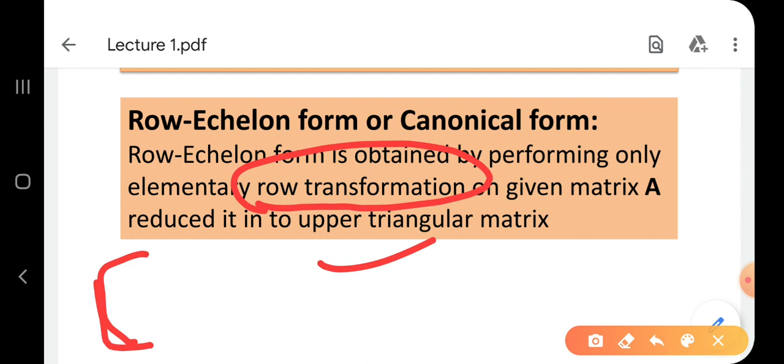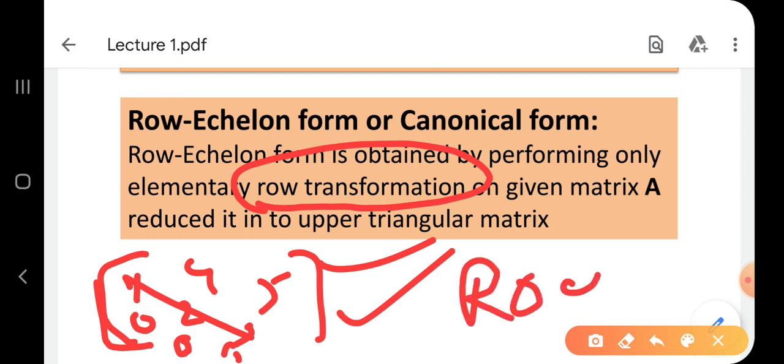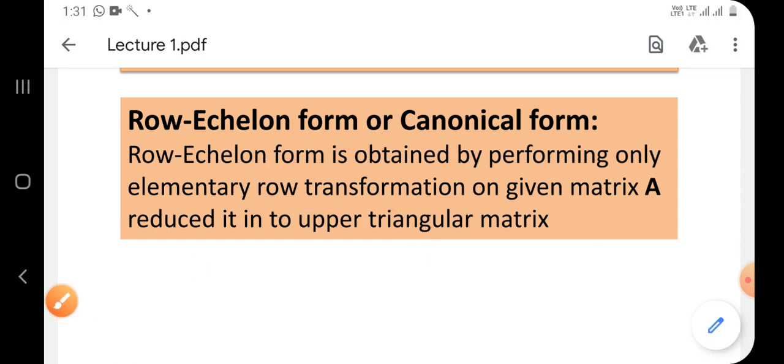Just like, see here, these are your diagonal elements. You may take 1, 2, 3, whatever numbers are present here, right? But below these elements I want 0. So here an upper triangular matrix is there. Whatever upper triangular matrix remains by using only row operations, not a single column operation is allowed, only row operations. We reduce the matrix into an upper triangular matrix, and then that form is called a canonical form.